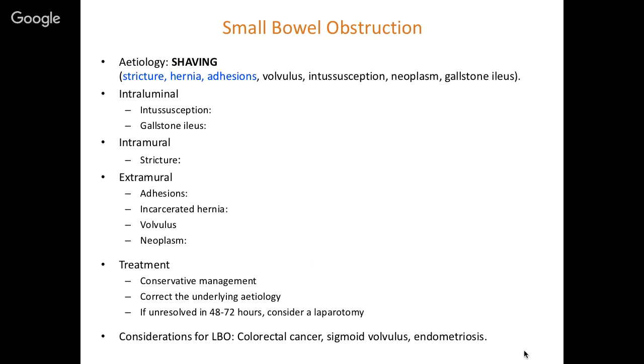So here's where a nasogastric tube is really important, particularly if you're trying to decompress a bowel due to an obstruction. Correct the underlying etiology.